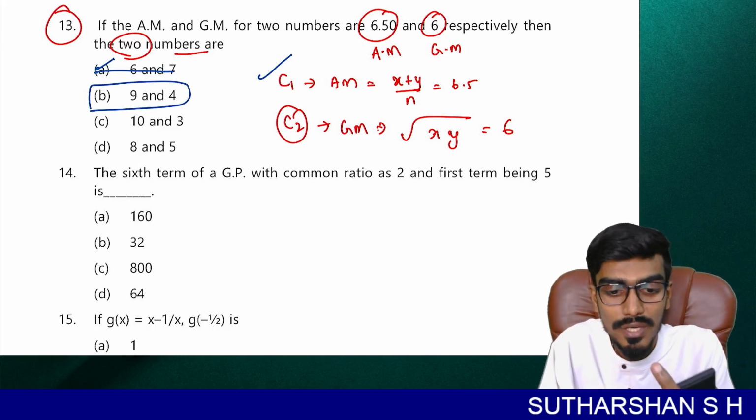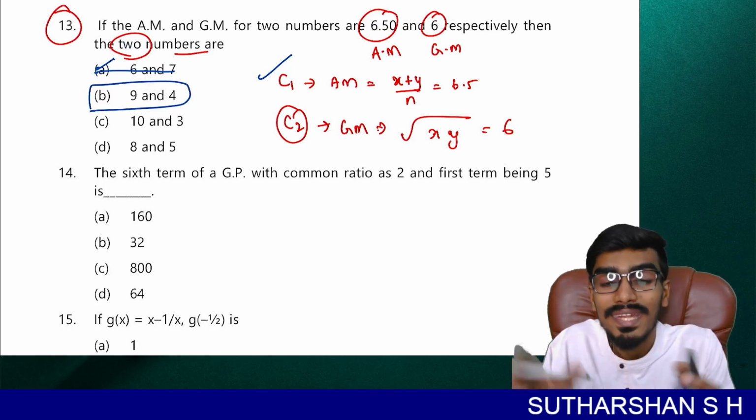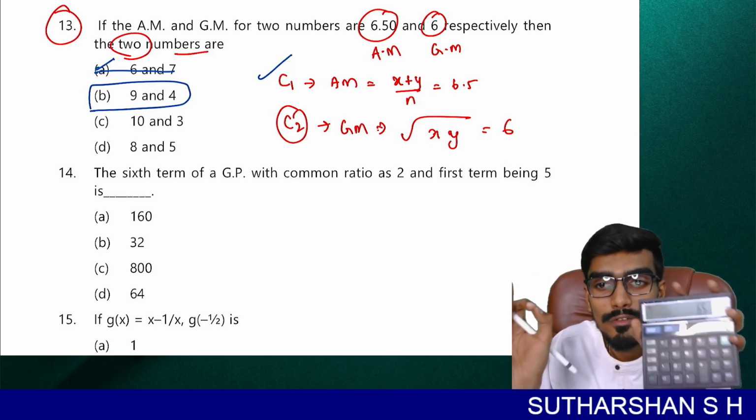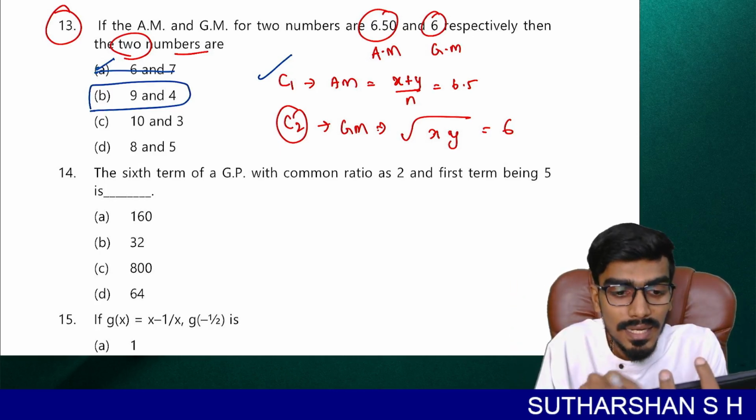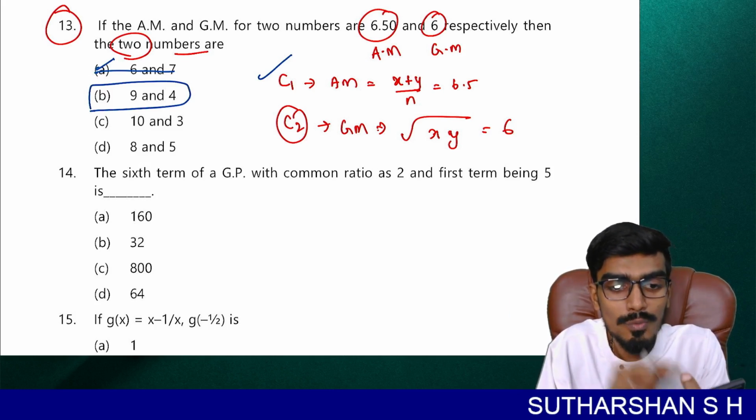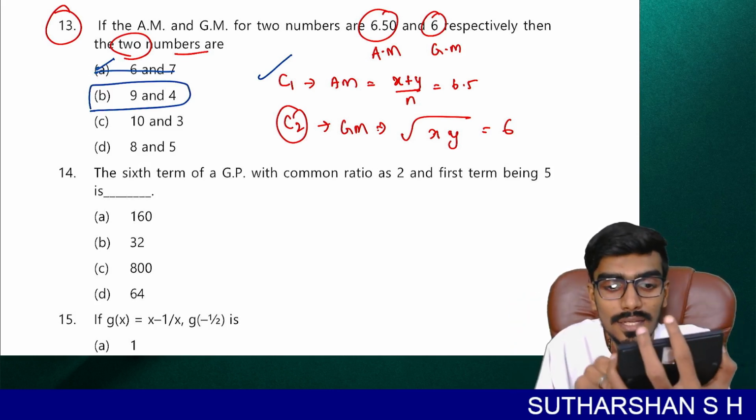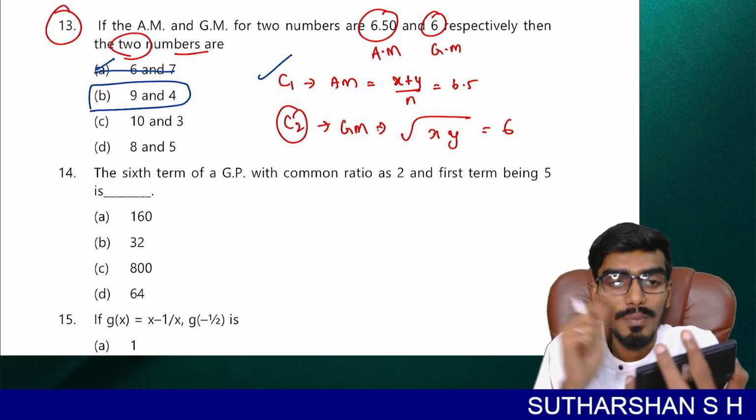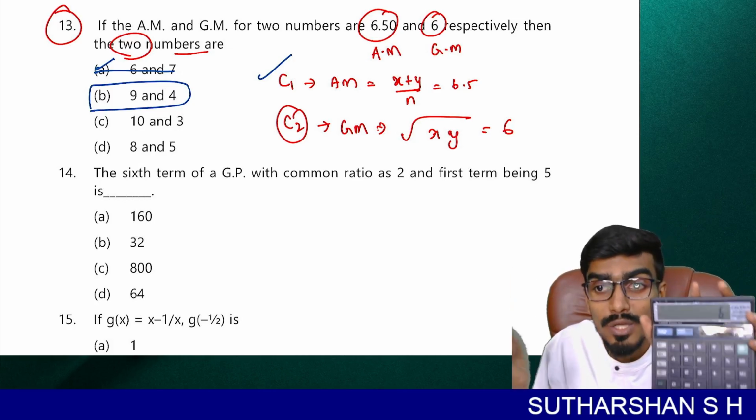9 plus 4 divided by 2. You are getting exactly 6.5. Fine. Next, 9 into 4, equal to, root button.